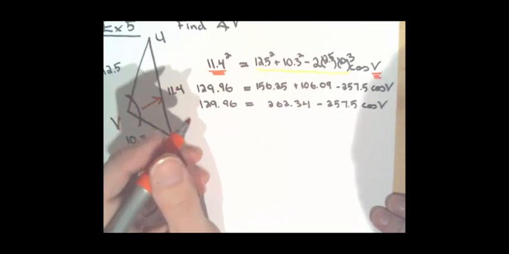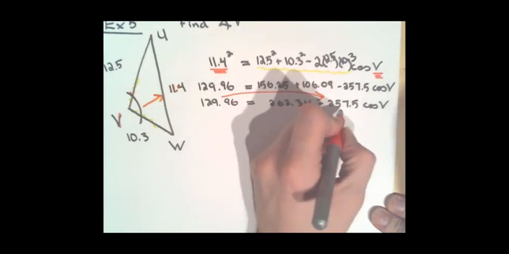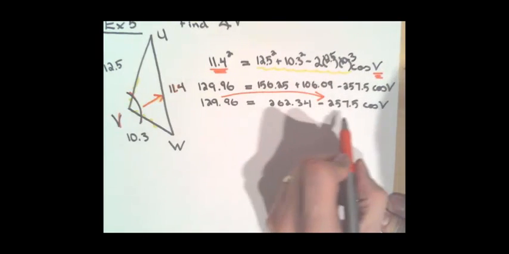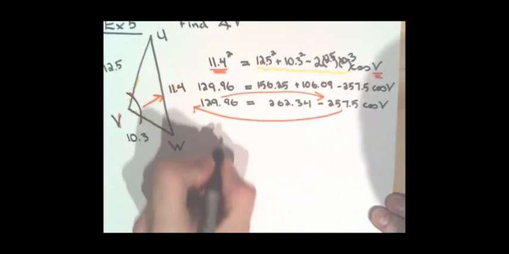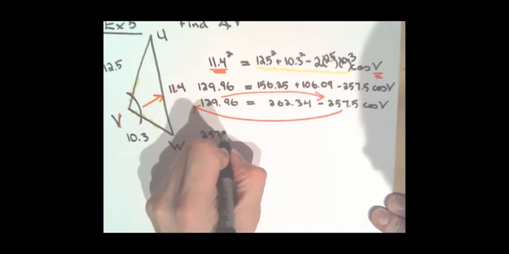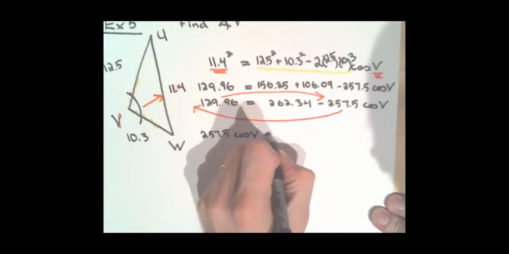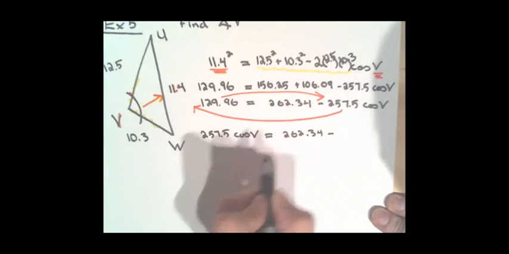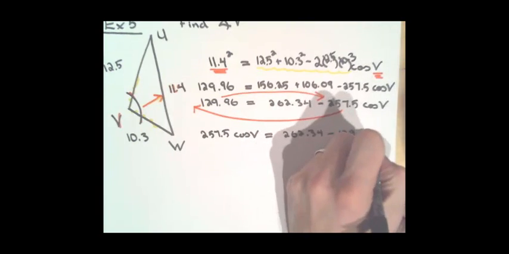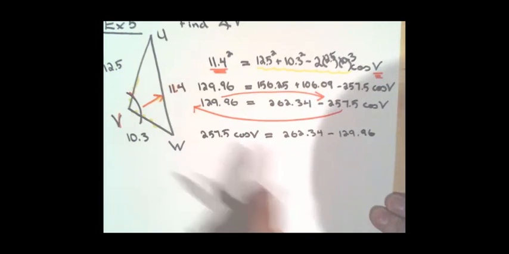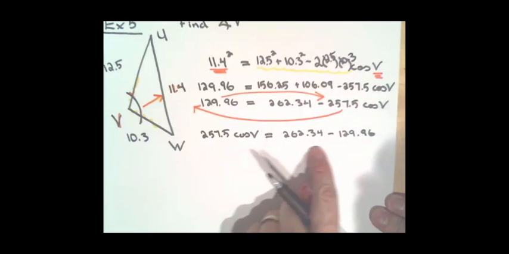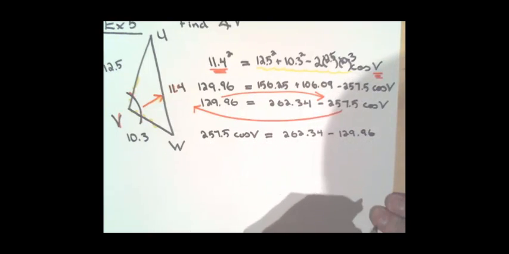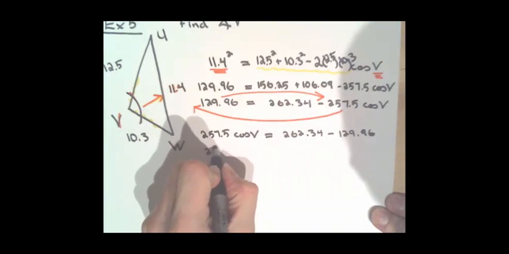I'm going to bring this over here, change his sign, and I'm going to send minus 257.5 times cos V over here and change his sign. And you get the following. 257.5 cos V equals 262.34 minus 129.96. So variable on one side equals the constant numbers on the other side, and we just have to simplify that.